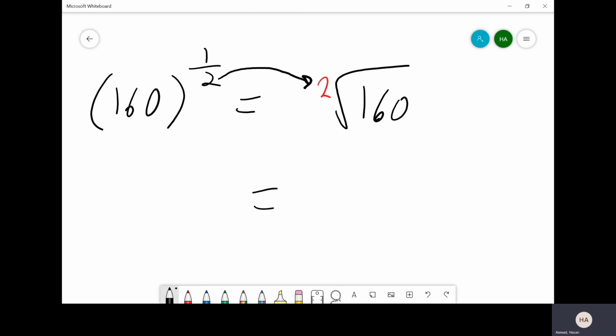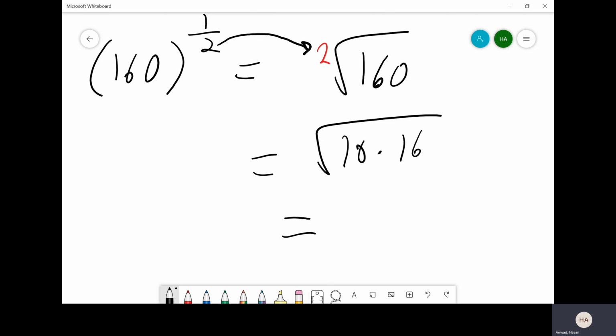And we say, okay, 160, we're looking for a factor of this that is a perfect square. Oh, well, 160 is divisible by 10. So this is really the same thing as 10 times something. Well, 10 times what gives me 160? Oh, 16. And that's perfect because 16 is a perfect square, which is exactly what we were looking for.